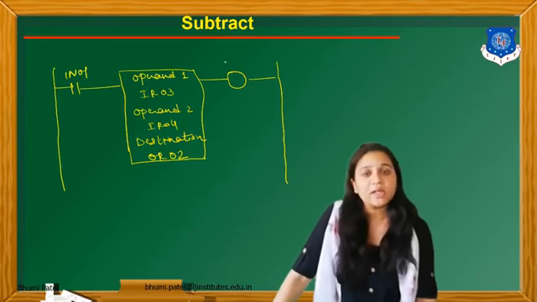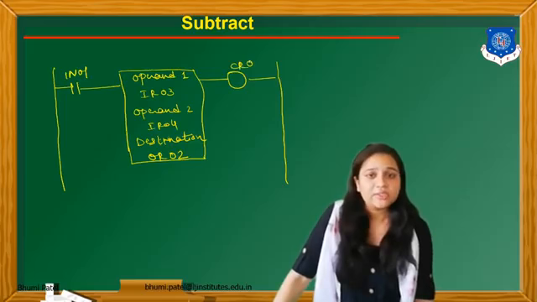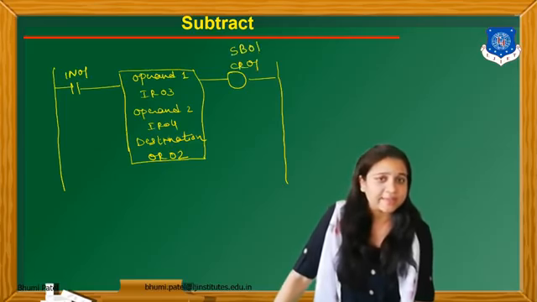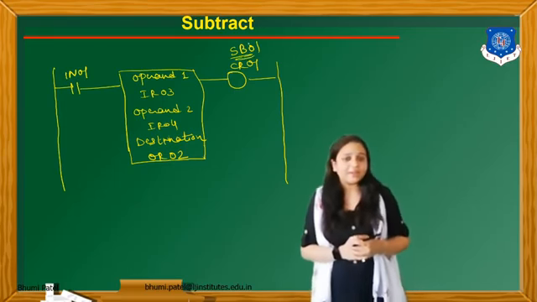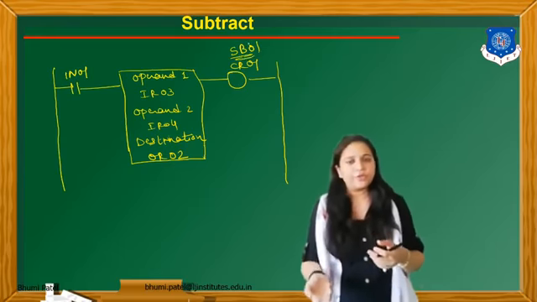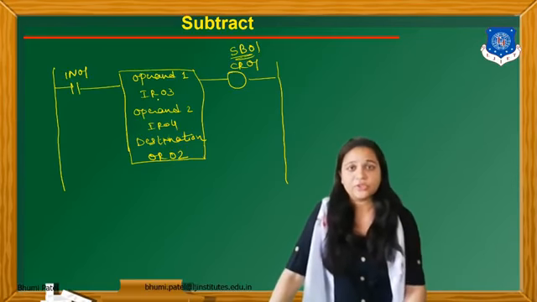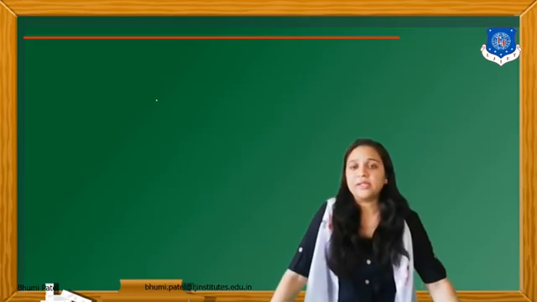Okay, and what is the command for the subtraction? This is my output file name, and the command for the subtraction is SB. So if we want to subtract the two numbers, we have to write the command SB 0102, whatever you have to write. So this is the subtract instruction for PLC programming.